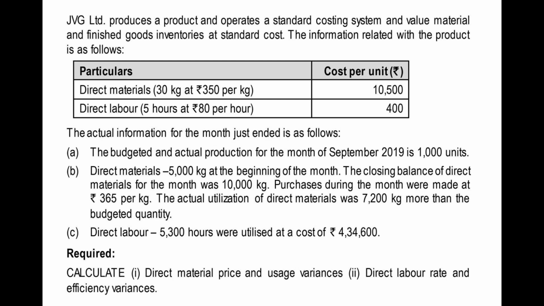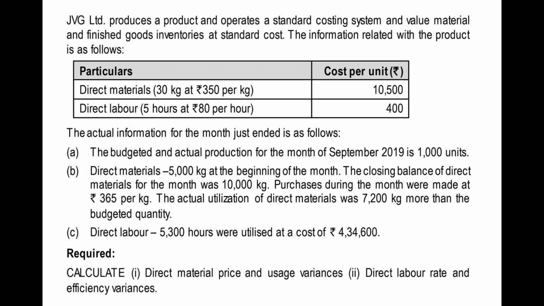Direct material: 30 kgs at rupees 350 per kg, cost per unit 10,500. Direct labor: 5 hours at 80 per hour, 400 per unit. The actual information for the month just ended is as follows. The budgeted and actual production for the month of September 2019 is 1000 units.